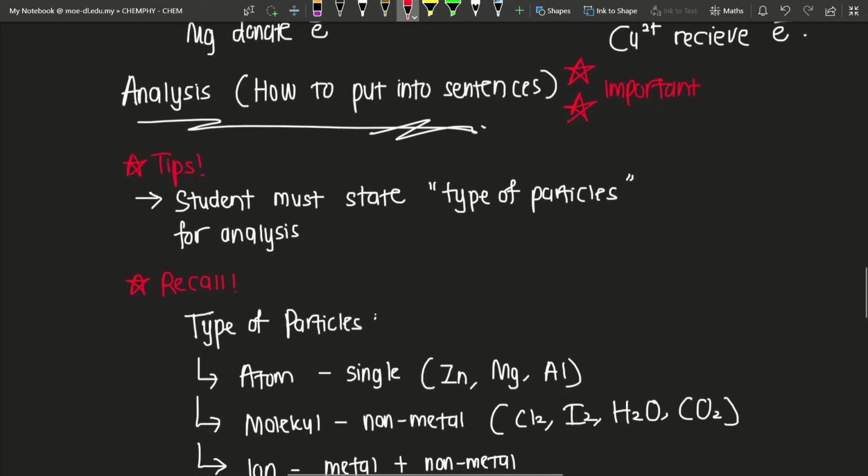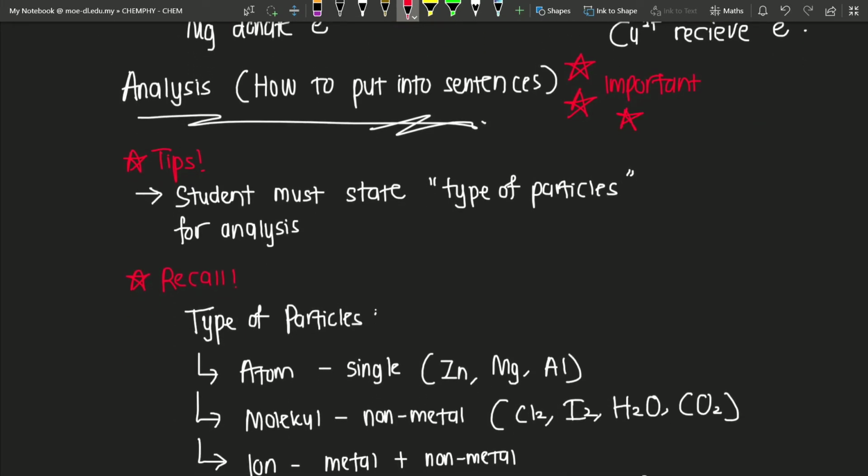So next part, which is a really important part, is our analysis. How to put our knowledge, our concept yang kita dah belajar tadi into sentences.